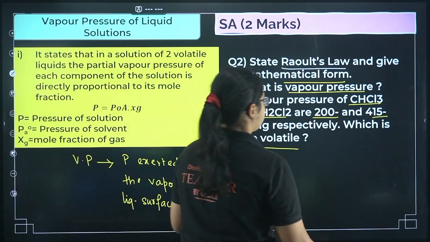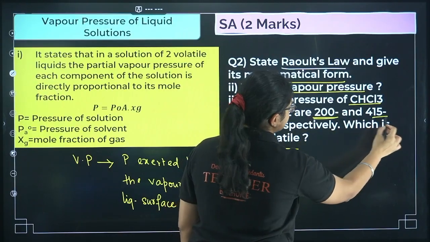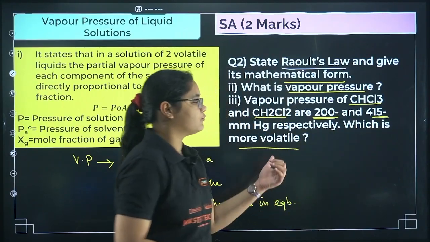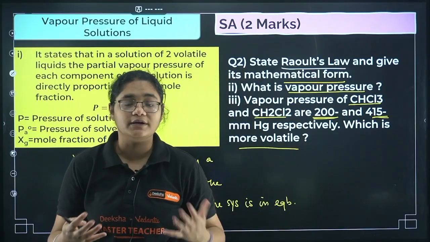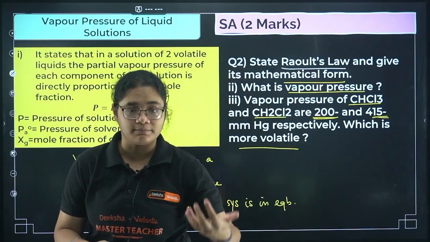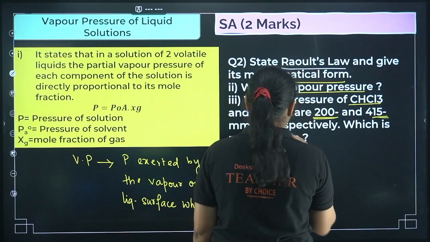Next, the vapor pressure of CHCl3 is 200 and that of CH2Cl2 is 415. Then which is more volatile? You can see CH2Cl2 is more volatile because it is able to create more vapor pressure. So the more volatile one is CH2Cl2.